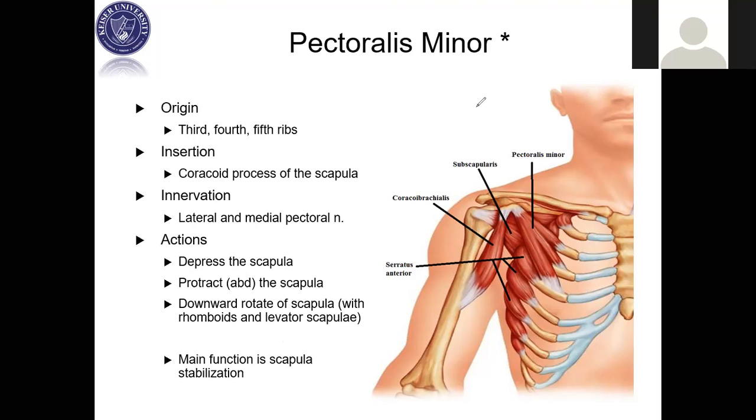It's innervated by the medial and lateral pectoral nerves, same nerve as the pec major. Its two main functions are to stabilize the scapula and to protract the scapula. Protract to bring forward, retract to bring back. So pectoralis minor is a protractor of the scapula.